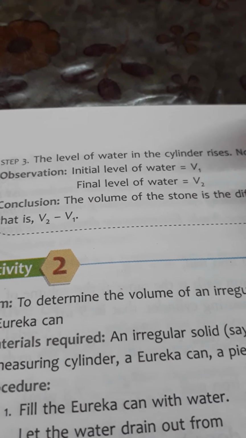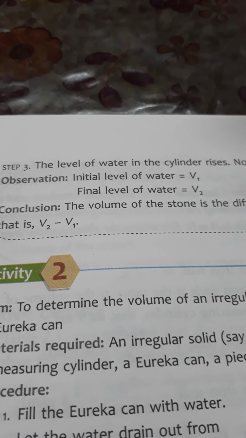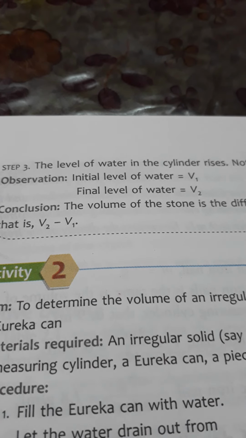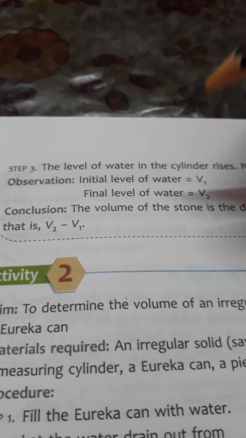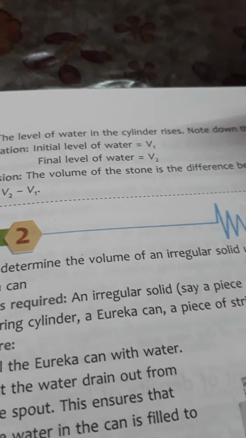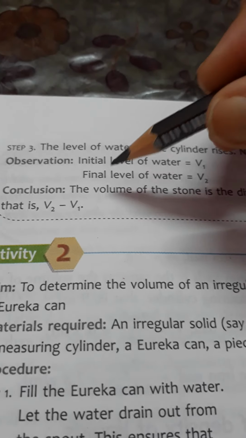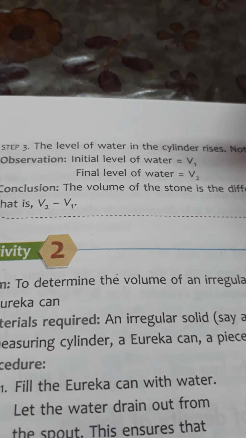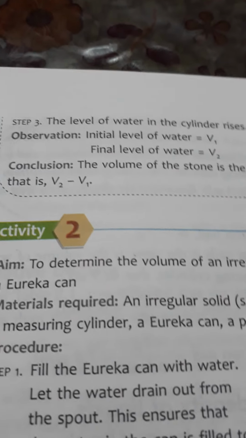According to the principle of Archimedes, when an object is immersed in a liquid, it displaces a liquid equivalent to its volume. So the volume of the stone is the displaced water, meaning v2 minus v1. That is the actual volume of the stone. Let's see activity 2.